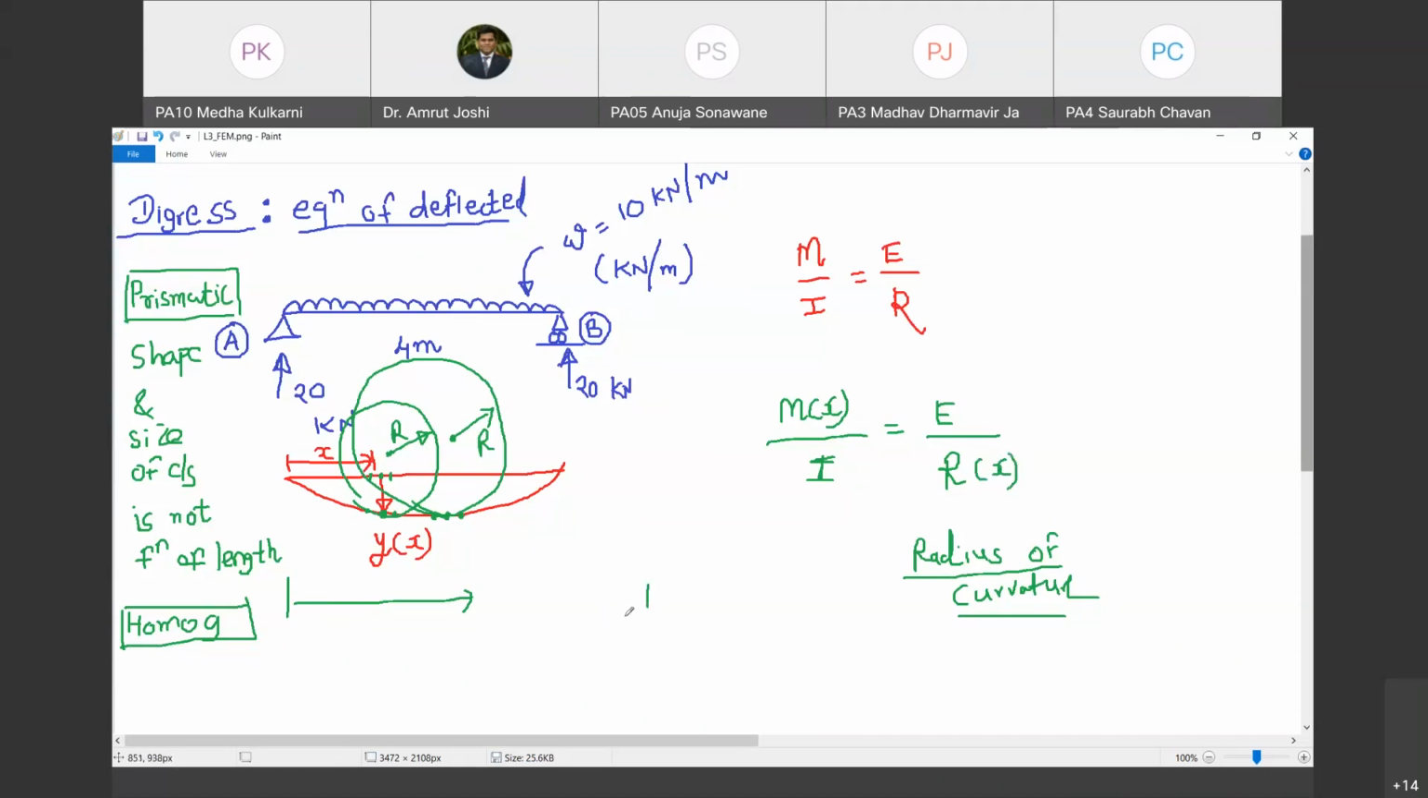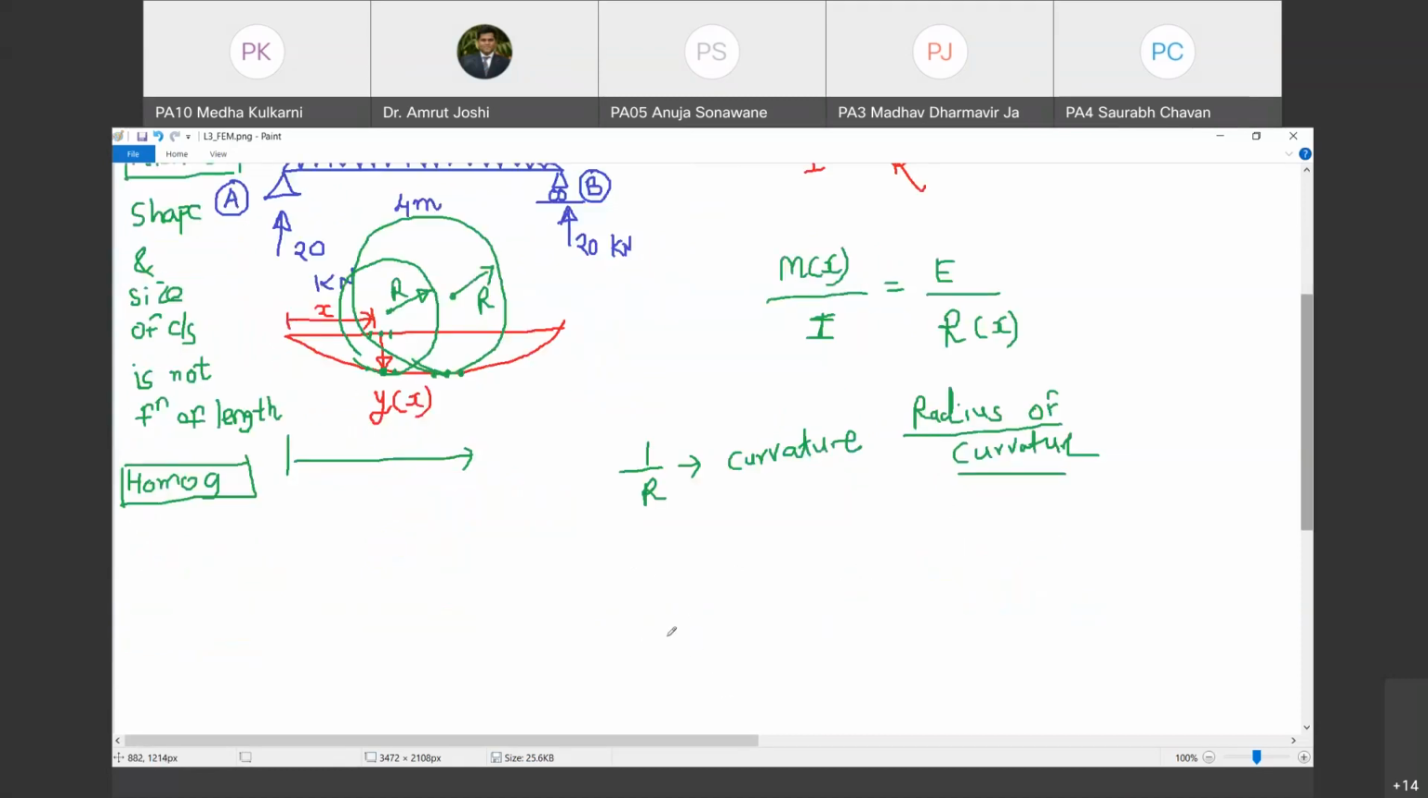And what is 1 upon r? 1 upon r by definition is curvature. Are you with me? So now let me ask you a question. What is the curvature of a straight line? It should be 0. Right? That's why we call it a straight line. Do you agree with me?